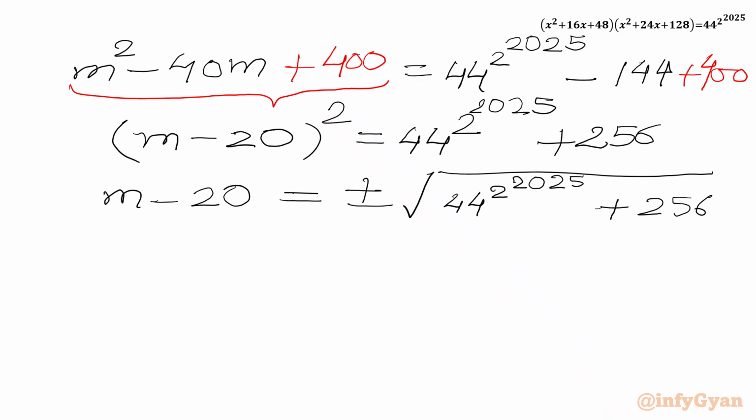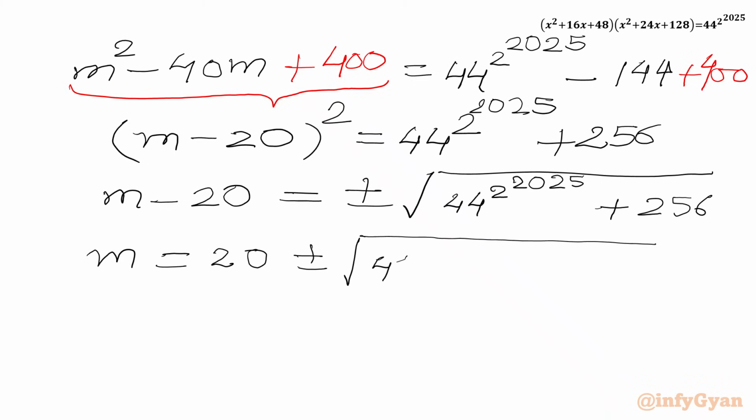Now we will add 20 to both sides. So I will write here m equal to 20 plus minus a square root of 44 raised to the power 2 raised to the power 2025 plus 256. Now square root of 44 raised to the power 2 raised to the power 2025 plus 256 is bigger than 400, because m was u square.